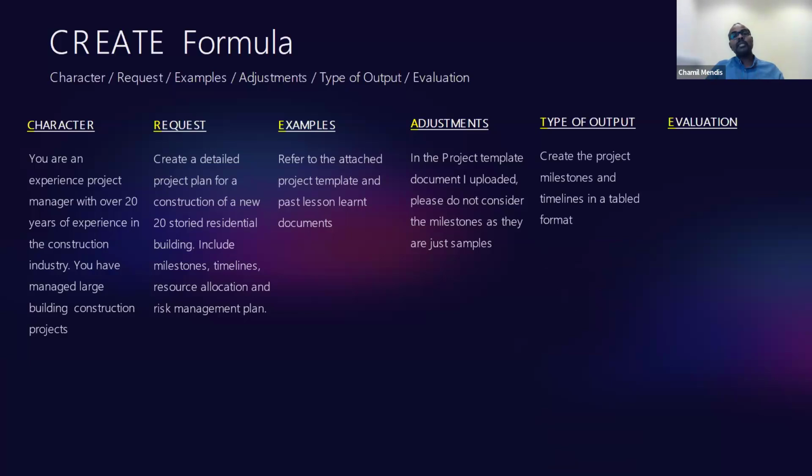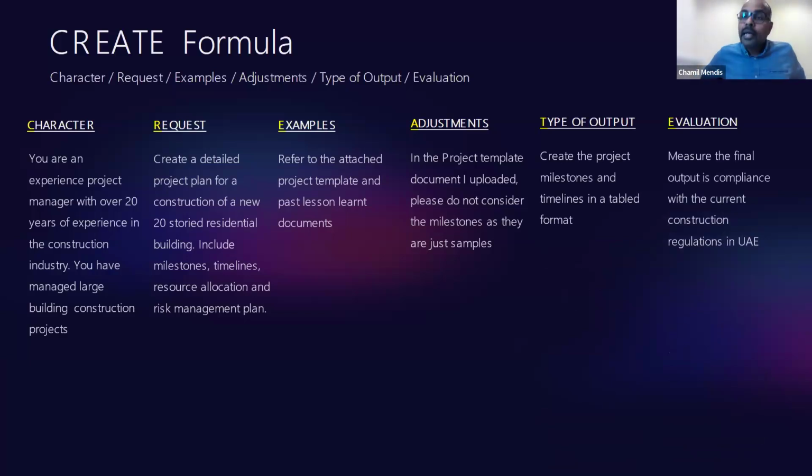In the type of output, finally you are saying, create the project milestones and timeline in a table format. So now you are telling the model the final output format you want. The final section is optional. You can mention evaluation: make sure the final output is compliant with the current construction regulations in the UAE. It's a very important thing, depending on the project.